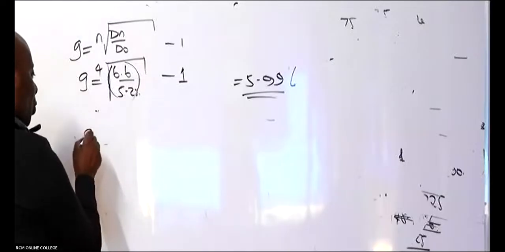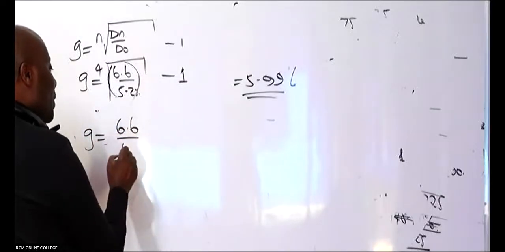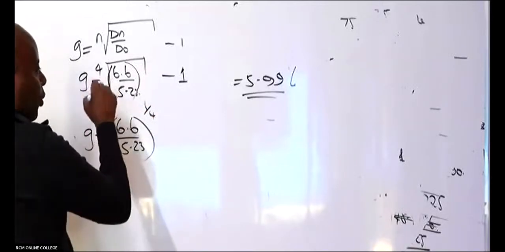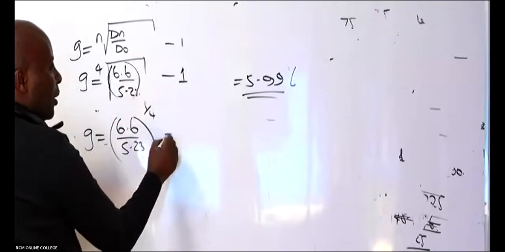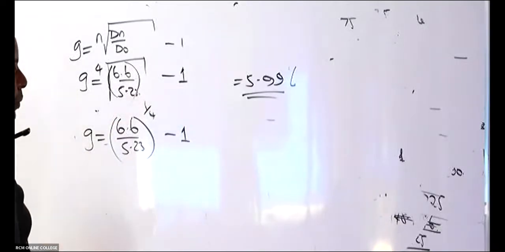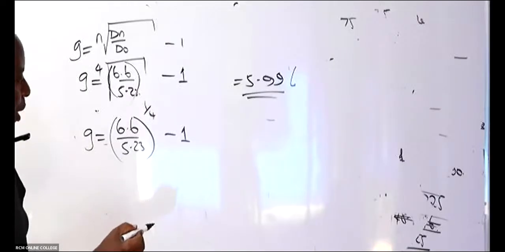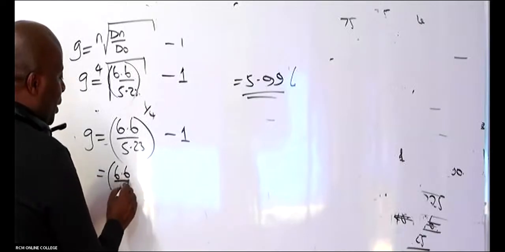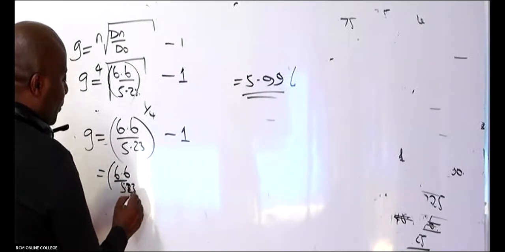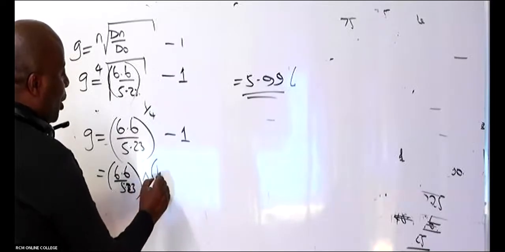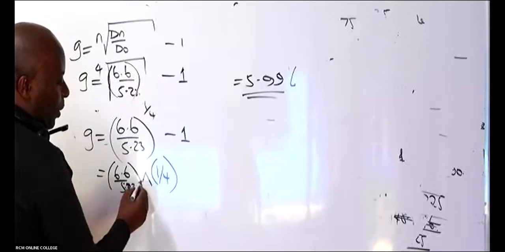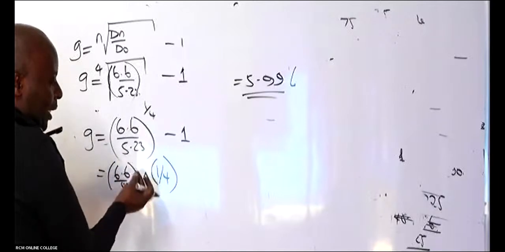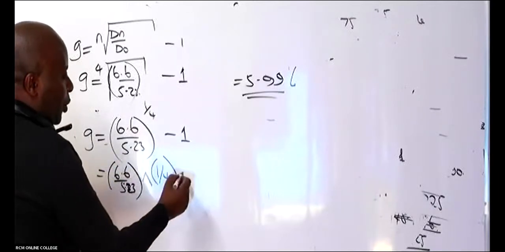If you can't see the xth root, this is the same as saying 6.6 divided by 5.23 raised to a quarter, minus 1. The fourth root is the same as raised to a quarter. For some people, raising is easier. So in brackets you say 6.6 over 5.23, raised to 1 over 4, and you must put this 1 over 4 in brackets. I know you can see the raised button on your calculator. And then you say minus 1.